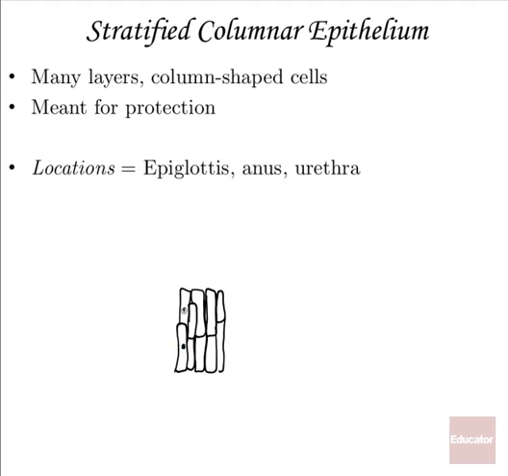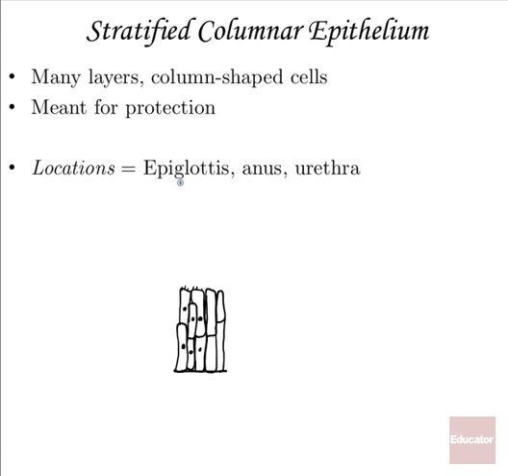And yeah, I could add a nucleus or nuclei to all of these, but just for the sake of time, that's good enough. And here's that basement membrane. And sometimes these also have cilia on the top. Not necessarily, though. So stratified columnar epithelium: many layers, column-shaped cells. They could even be more than this, meant for protection. Similar function to that stratified squamous epithelium, but the cells are just shaped differently.